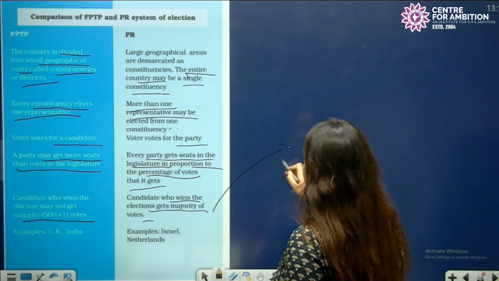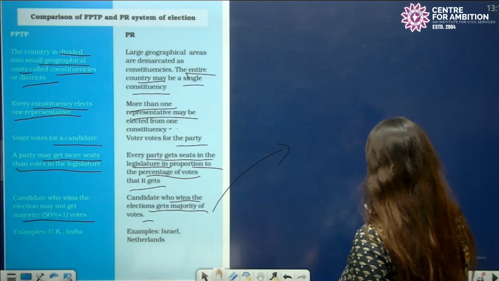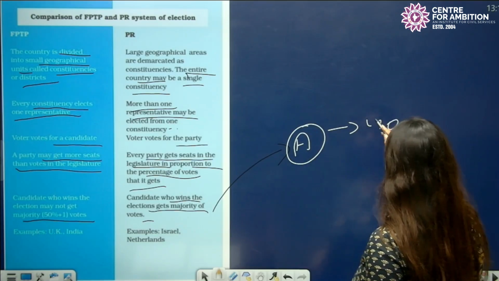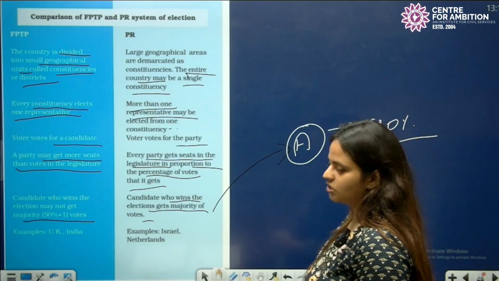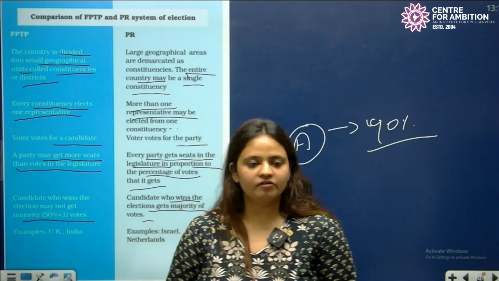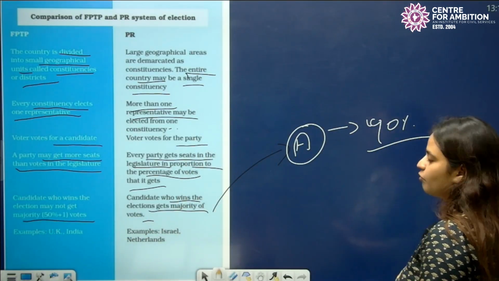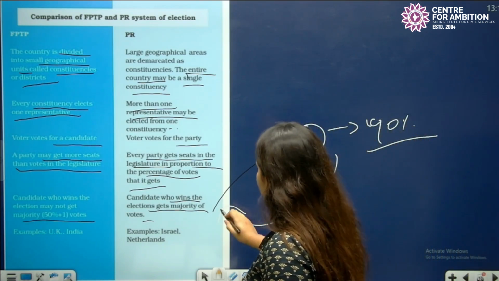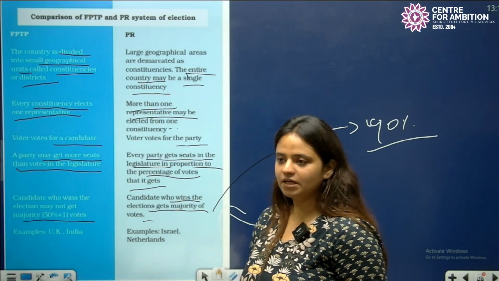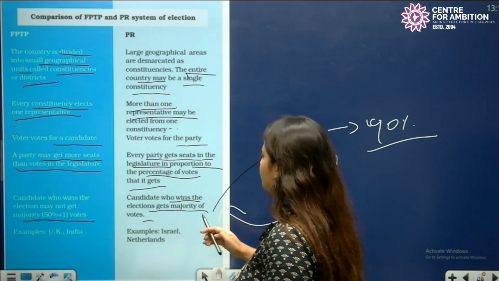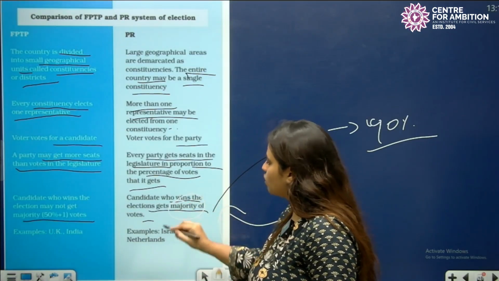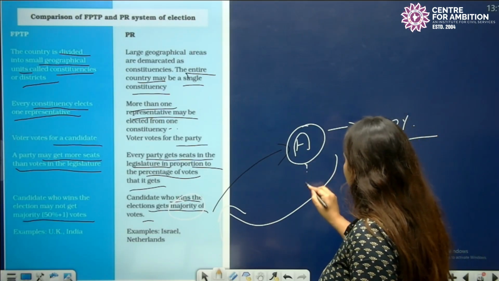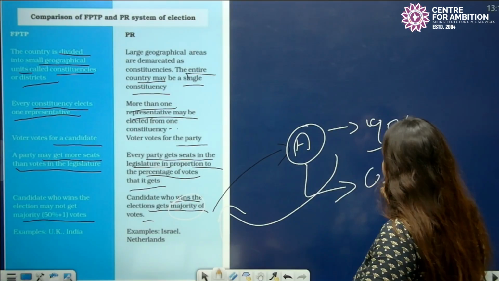For example, we have a party A which gets 40% of the votes in the election. Okay, I am talking about the PR system. We have a party A which gets 40% of the votes in the elections. So what happens is that it cannot establish a government in case of PR election system. Okay, why? Because in this case we need a majority of votes to establish a government. So what does party A do? It forms a coalition government.